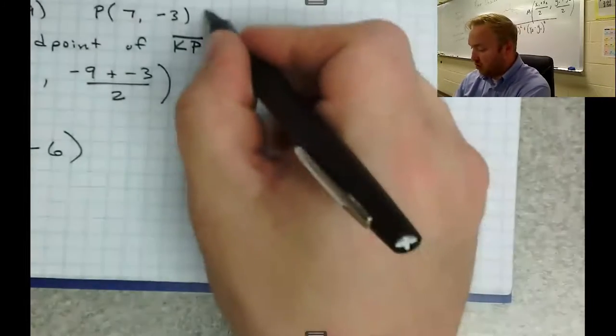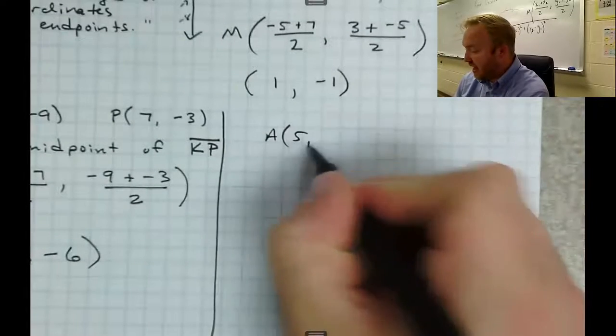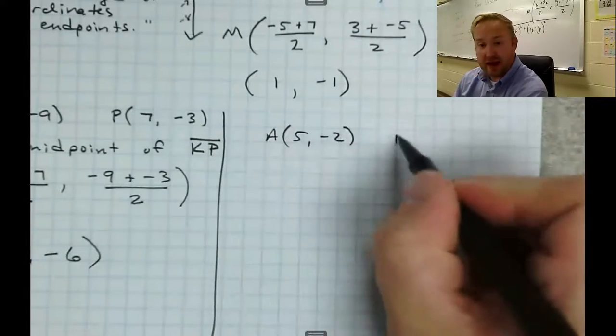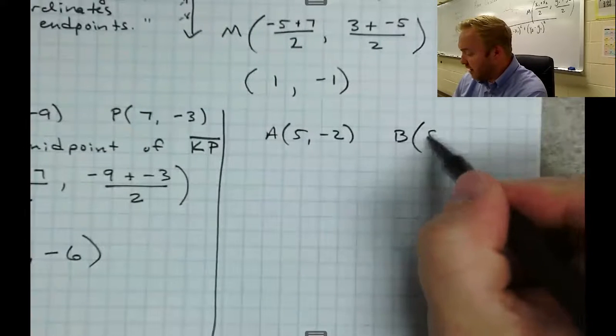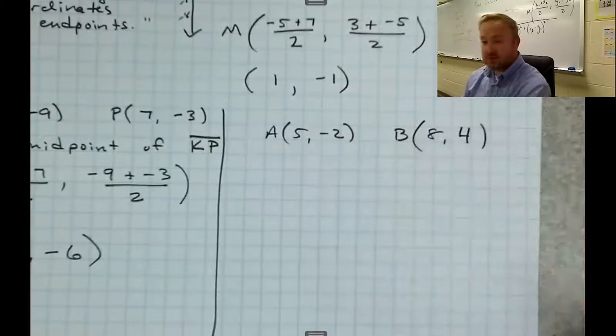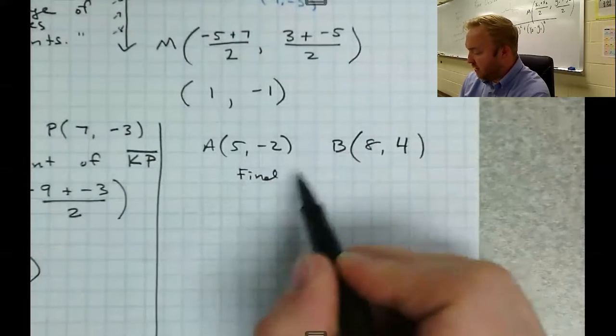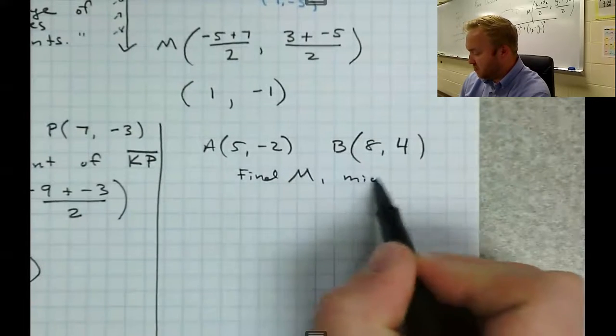We can do one more over here. Let's say that I have point A, whose coordinates are 5, -2, and point B, whose coordinates are, let's say, 8, 4. Okay, and we want to find the coordinates of the midpoint. Find M, which is the midpoint.